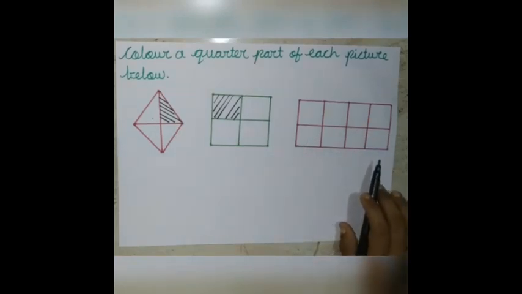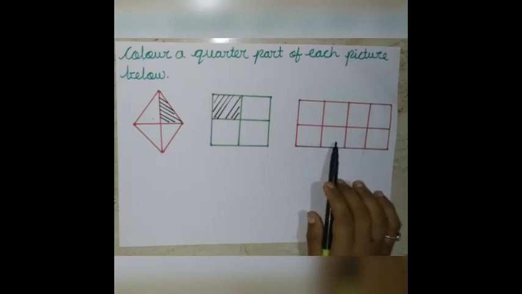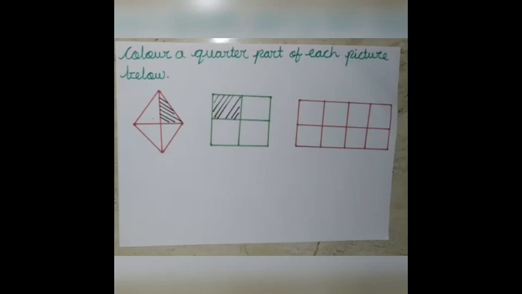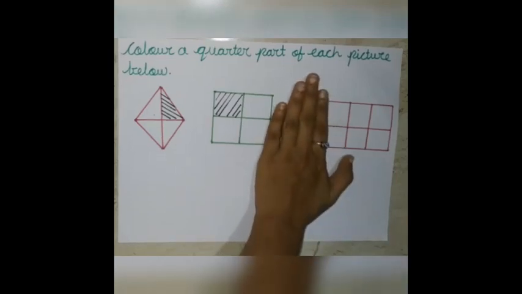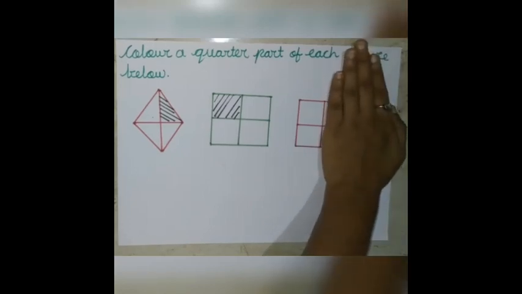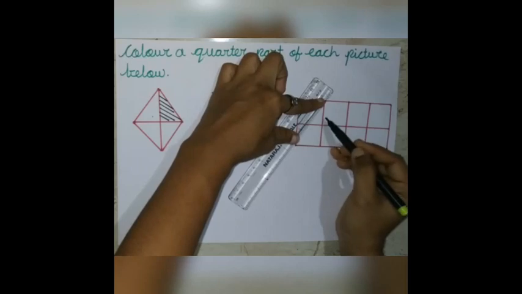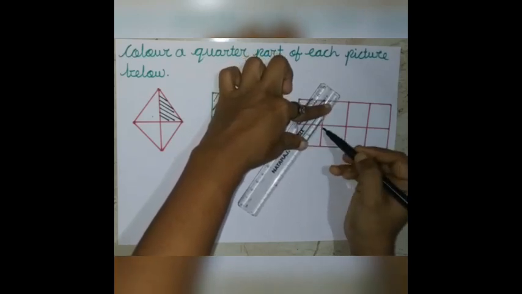The next figure is a rectangle. This rectangle is divided into 1, 2, 3, 4, 5, 6, 7, 8 equal parts. We have to color a quarter part. Children, now will we color only one part or two parts? We will color two parts because half means 4. I already explained to you half of half is quarter. So children, here we are going to color two parts. I hope you all understood this.